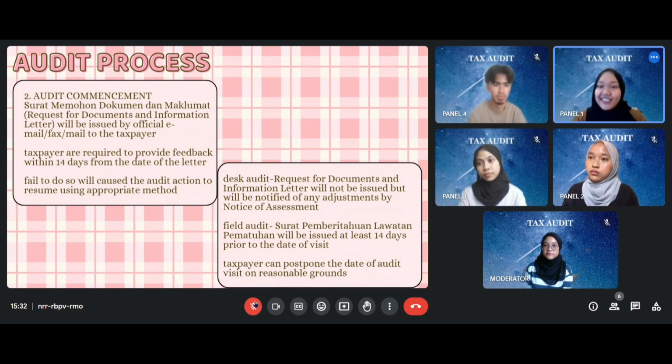For desk audit, the request for documents and information letter will not be issued, but the taxpayer will be notified of any adjustment by notice of assessment. For field audit, surat pemberitahuan lawatan pematuhan will be issued at least 14 calendar days prior to the date of visit. Taxpayer can postpone the date of audit visit on reasonable grounds.